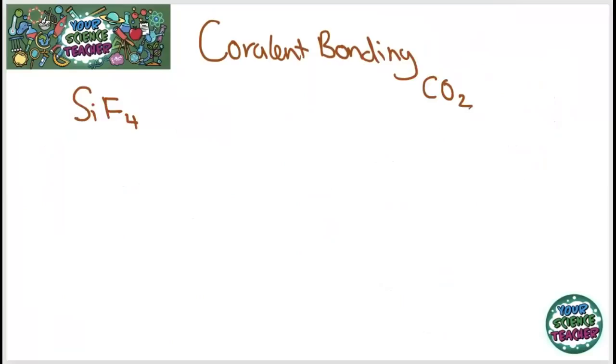What I'm going to talk about now is there are 2 types of bonding. There is ionic and covalent bonding, and we'll first look at covalent bonding, which involves sharing electrons between 2 non-metals.